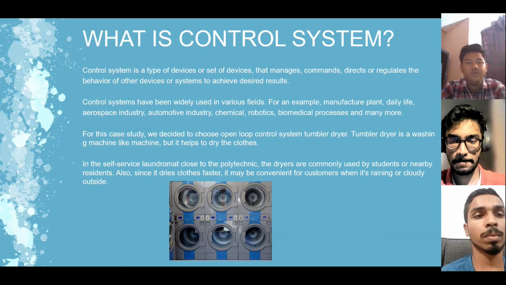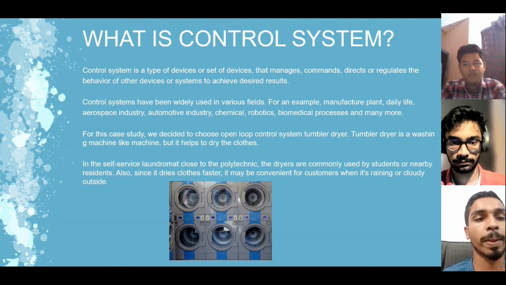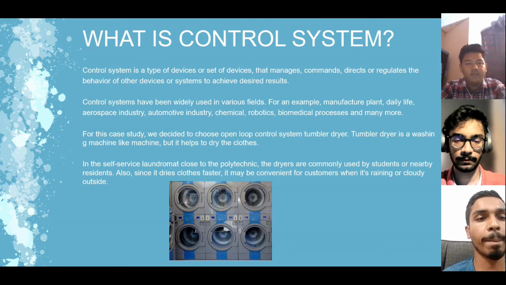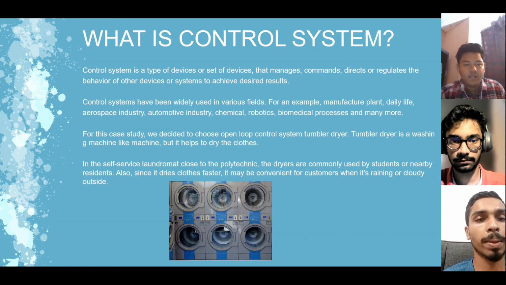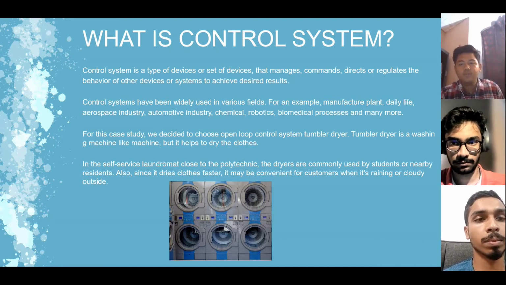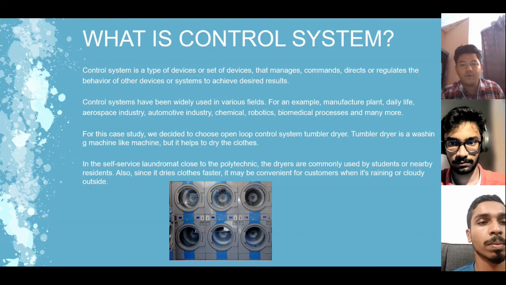For this case study, we decided to choose an open loop control system, the tumble dryer. An open loop system is a manual device. A tumble dryer is a washing-machine-like machine, but it helps to dry the clothes. In the self-service laundromat at the polytechnic, the dryers are commonly used by students and nearby residents. It also dries clothes faster, which may be convenient for customers when it rains or is cloudy outside.